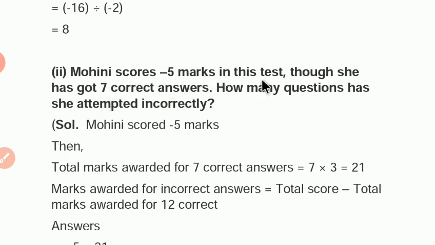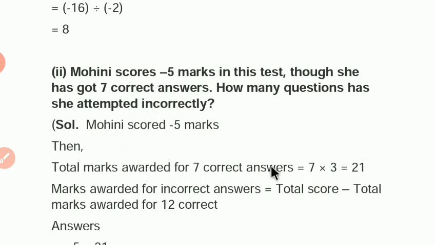Second one, Mohini scores minus 5 marks in this test, though she has got 7 correct answers. How many questions has she attempted incorrectly? So first we'll write that Mohini scored how many marks? Minus 5 marks. And she has done how many correct answers? 7.